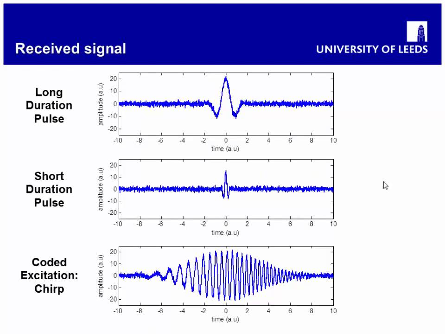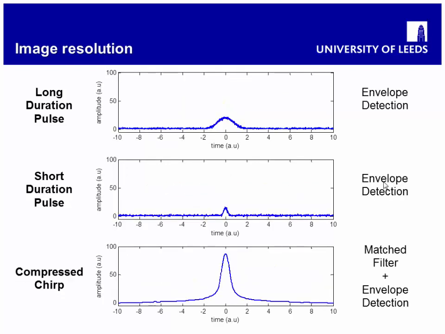So I will just go basically, what's a pulse, what's a code? The difference is, you can have a long duration pulse, short duration pulse, or a coded excitation, which is longer and have more energy. Therefore, it's going to behave like a long duration signal, improve the energy, improve the SNR, but also going to have a better resolution. This is what you're going to see on an image.